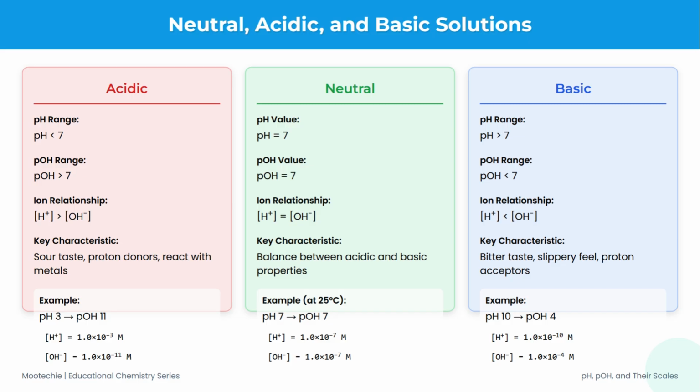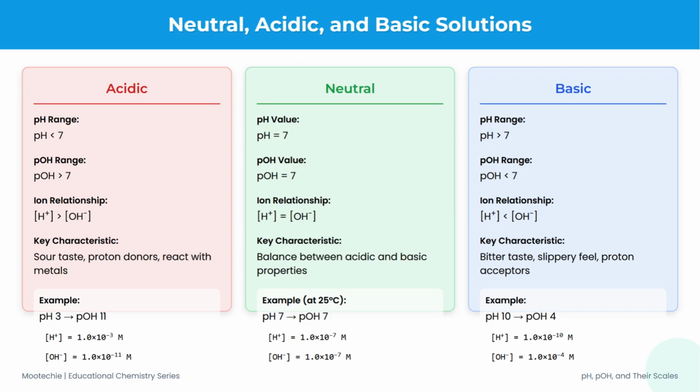For example, a solution with a pH of 3 has a pOH of 11. Its hydrogen ion concentration is 1.0 times 10 to the negative third molar, and its hydroxide ion concentration is 1.0 times 10 to the negative 11th molar.